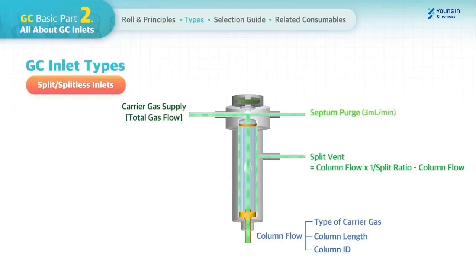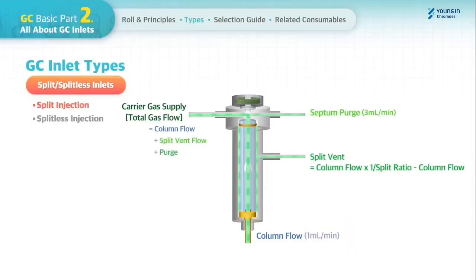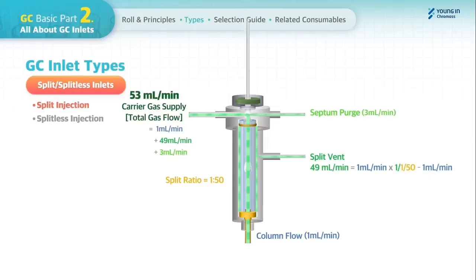per minute. In the splitless inlet, you can operate with two injection modes. With the split injection mode, the total gas flow can be set as follows. For example, if you set the column flow at 1 milliliter per minute and the split ratio is 1:50, the split vent flow will be calculated at 49 milliliters per minute and the total gas flow will be set as well. After the gas flow gets stabilized, the sample will be injected.